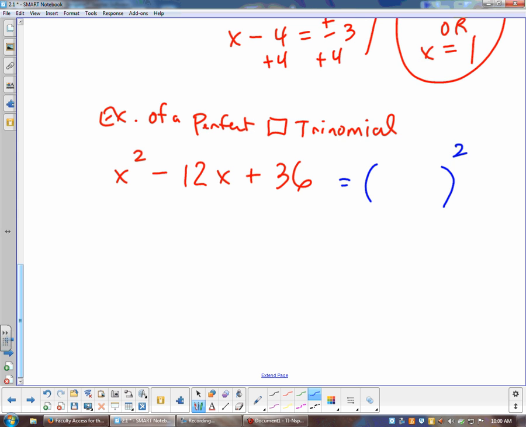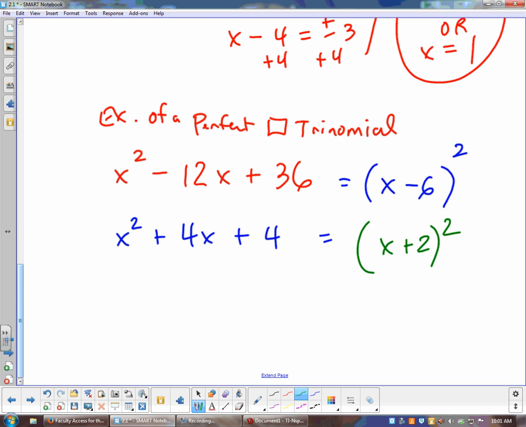What would the binomial be that I could square in order to get this? Jasmine? x minus 6, right? x minus 6 quantity squared would be this one. Let's try one more. How about x squared plus 4x plus 4? That's a perfect square trinomial because it can be rewritten as what binomial squared? x plus 2. So what would be a pattern? What's the relationship between this number here and this number here?